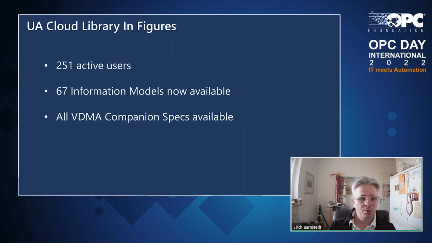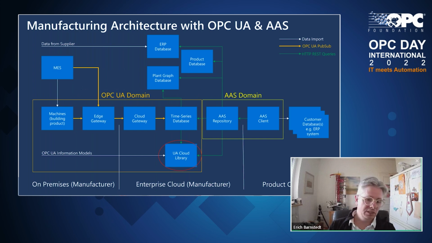So in figures, we have currently 251 active users, which is quite significant for something so specific. We have 67 information models available, and all the VDMA companion specs that have been released are in there. So really, it's a great starting point for your next industrial IT project. In the reference architecture that I always show everyone, you can see it here. So it is used to look up metadata for time series data, which is one of the key use cases. But there's others. There are other use cases as well, and some of the adoption I'll talk about now.